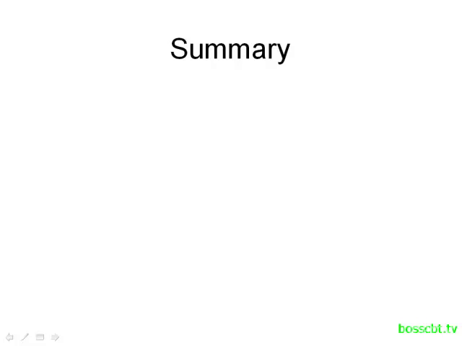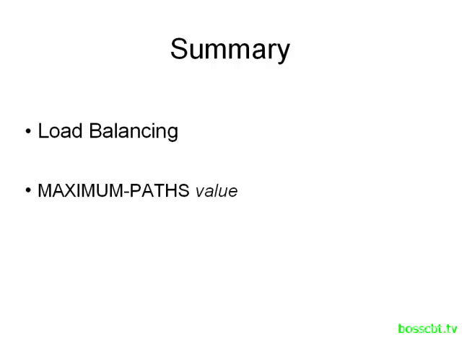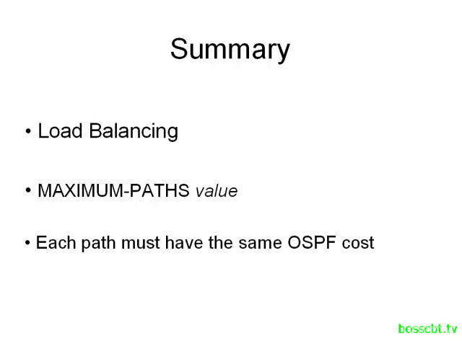Okay, so to summarize what we covered, we now know that OSPF can perform what is known as load balancing, which just means it can have multiple paths to the same destination and it can use all of them at the same time. By default, it supports 4, but we can change that value to anything between 1 and 16. However, in order for this to work, each of the paths that you want to load balance have to have the same OSPF cost. So if you're in a troubleshooting scenario and load balancing is not working as you had expected, confirm that the path cost is the same.